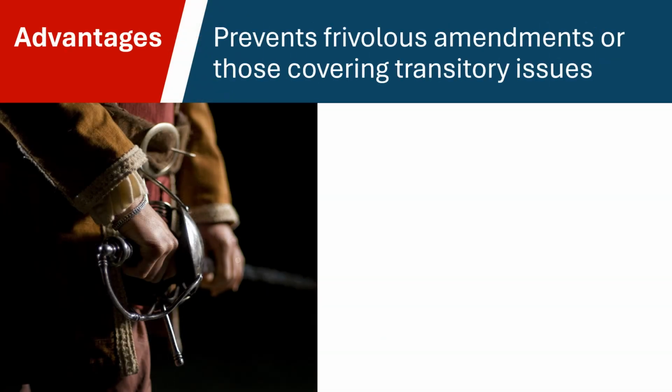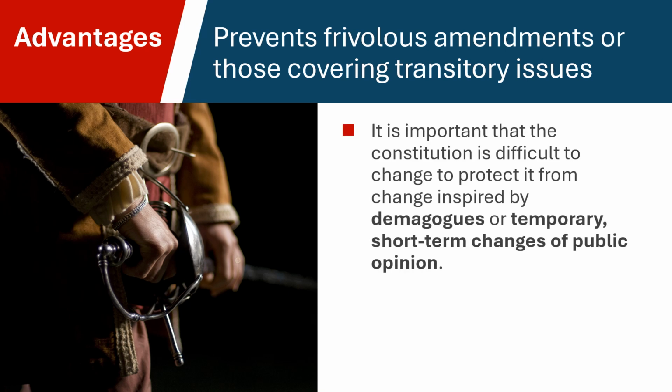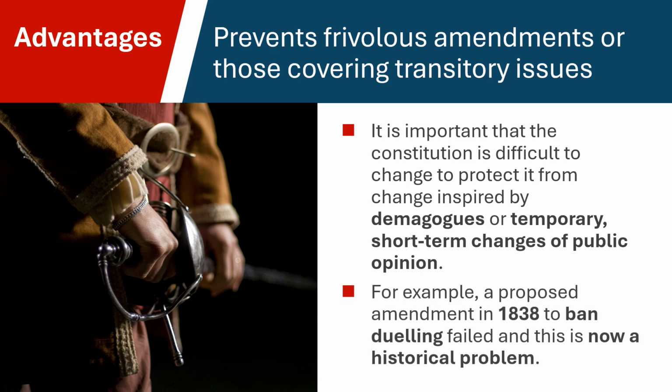The amendment process prevents frivolous amendments or those covering transitory issues. It is important that the Constitution is difficult to change, to protect it from change inspired by demagogues or temporary short-term changes of public opinion. For example, a proposed amendment in 1838 to ban dueling failed. Although dueling may have seemed very important in 1838, it is now a historical problem. The complicated amendment process prevented such a transitory issue from being included in the Constitution.